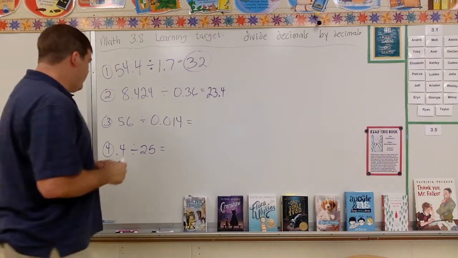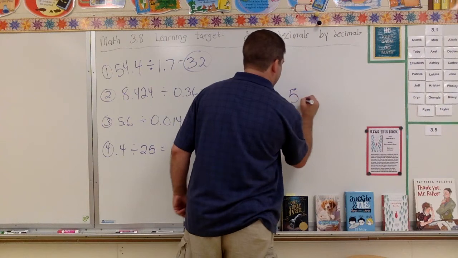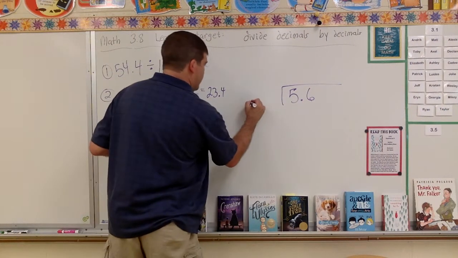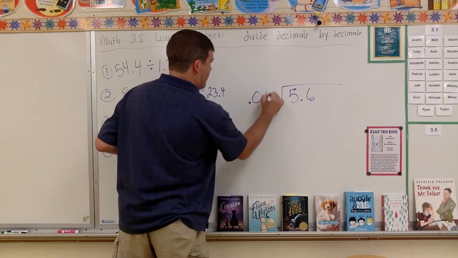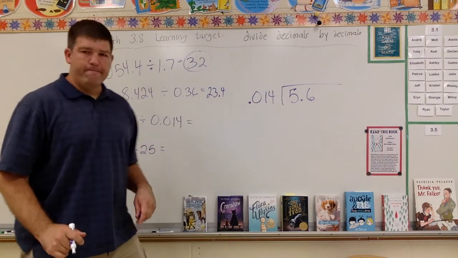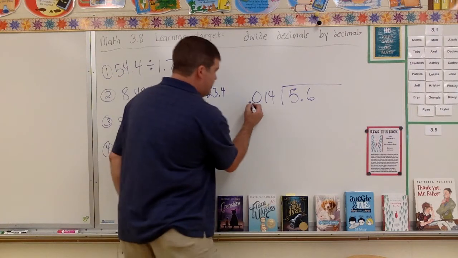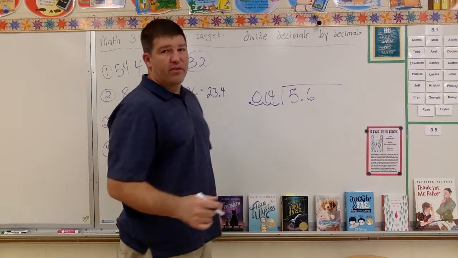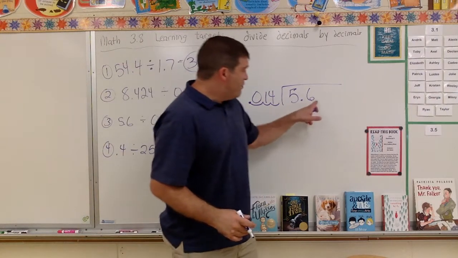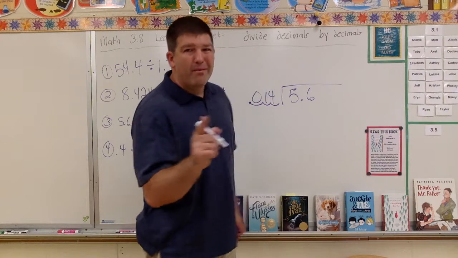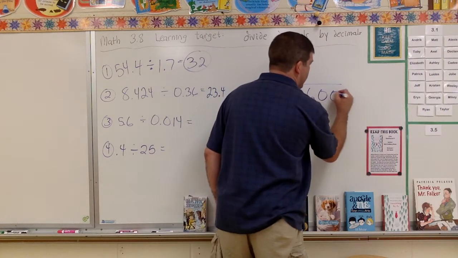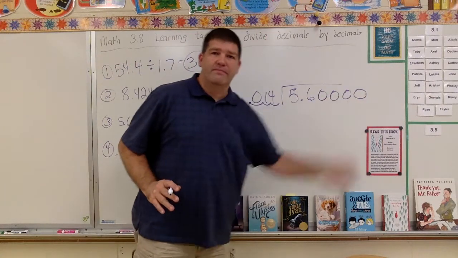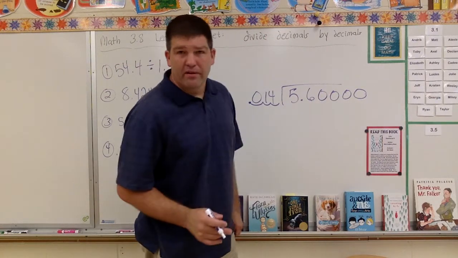All right, we have 5.6 divided by 0.014. Okay? Now I got to move this decimal over. 1, 2, 3. Then I hit the wall. So I got to move it over 3. Now, I only have 1 to go over here. But remember, I can put as many zeros as I want. Okay? It can go on forever. But I'm not going to. That would take a long time.